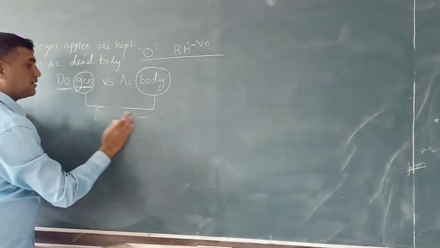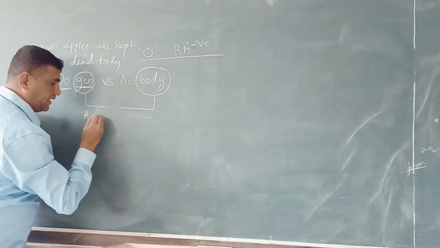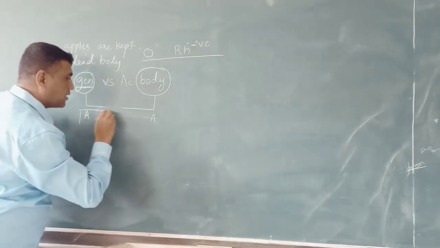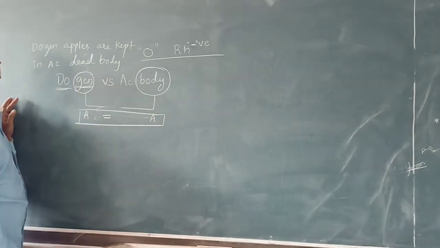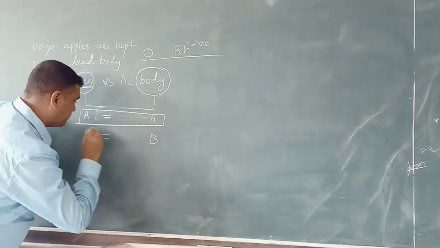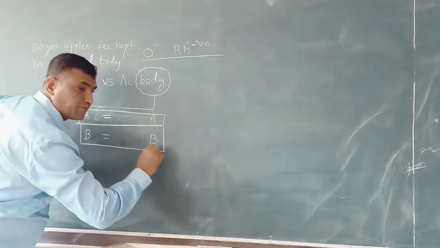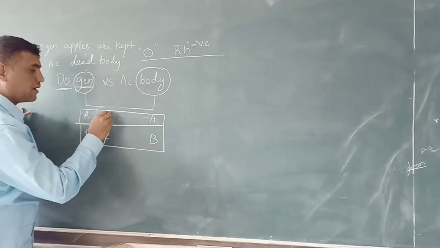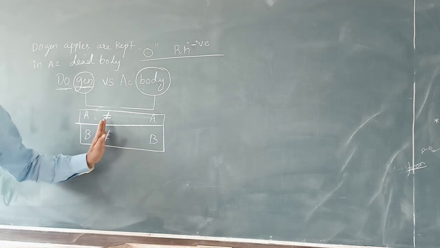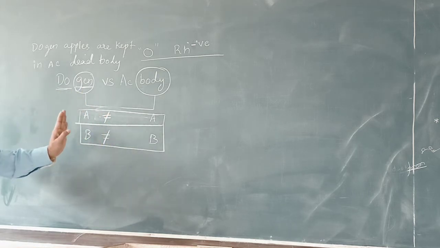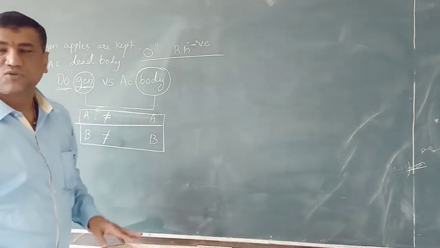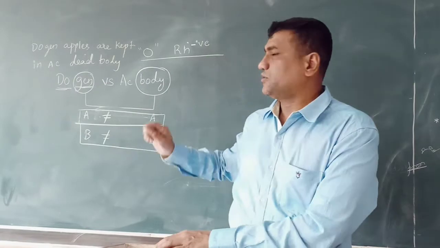But this A antigen and antibody A should not be equal. Or B antigen and B antibody should not be there. This should not be equal. They should not be equal to. Meaning this should not be the same with this.